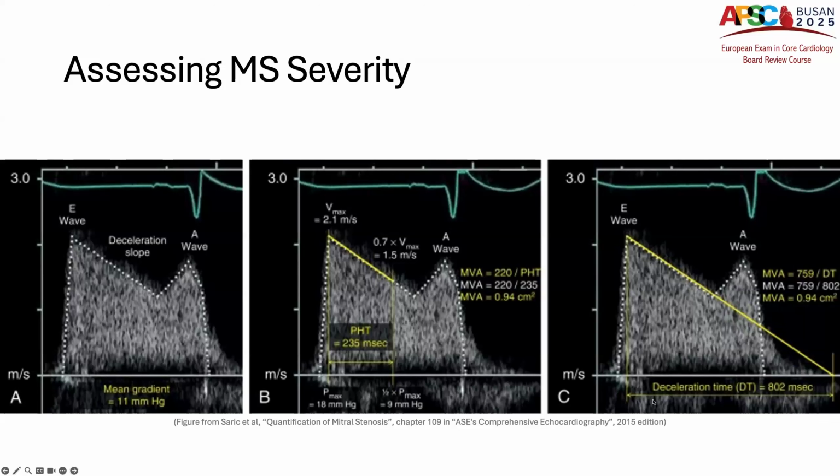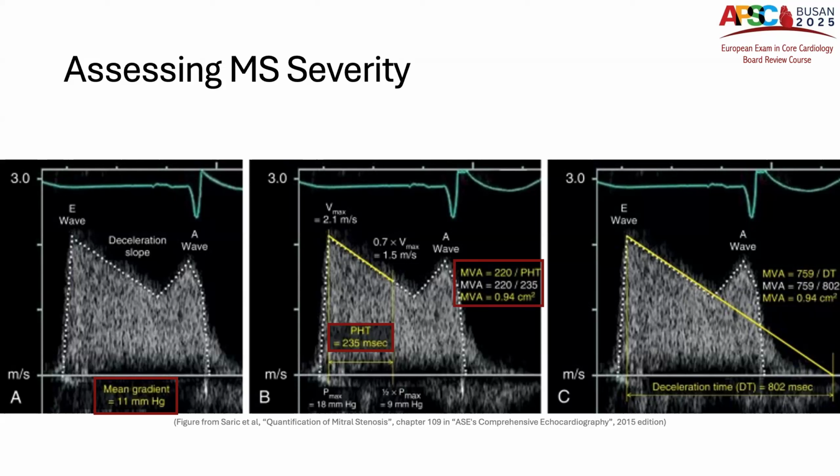In this example of a single patient with mitral stenosis, panel A shows the mean gradient is 11 millimeters of mercury at a heart rate of 70 beats per minute, which is a significant gradient because it's more than 5 and also more than 10. Panel B shows that the pressure half time, indicated by the time it takes to go from a Vmax of 2.1 meters per second to a Vmax over square root 2 of 1.5 meters per second, is 235 milliseconds. And 220 divided by 235 gives a mitral valve area of 0.94 centimeters squared. That is less than an area of 1.5.